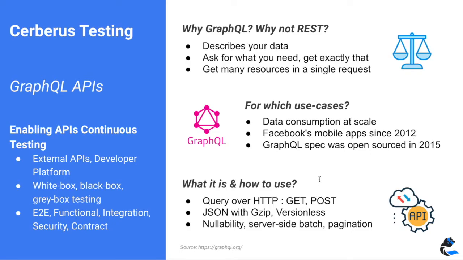And what is it concretely? It's still a standard protocol over HTTP, so you can use GET even if it's not really used, but the main verb used is POST, as we'll see in this video. Then you have the standard properties of querying data in large amounts: compression, versionless, and also some batching and pagination mechanisms.